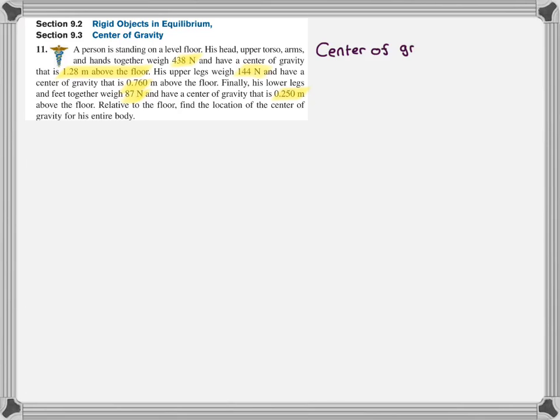When they talk about center of gravity, it's pretty much this point where we assume the entire weight, or the entire force of gravity, is acting. So they give us a bunch of locations. We're looking at a human being and the different parts of him and where the center of gravity is for each individual part. And they want us to find the actual total center of gravity of the person, at least mathematically. So they give us a bunch of information.